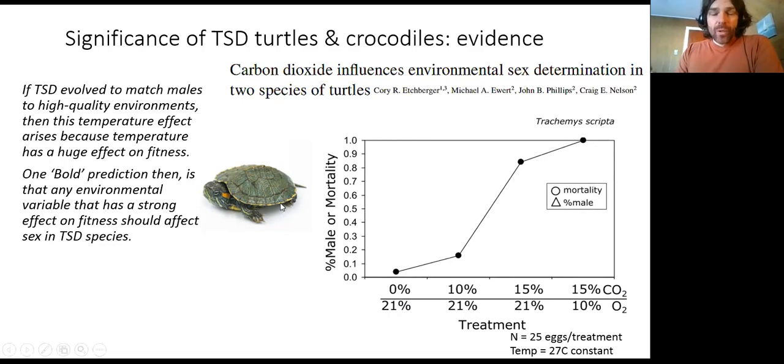So here we have mortality of embryonic Trachemys scripta, your pet store turtle, increasing as you increase carbon dioxide. It goes from 0% mortality at normoxic conditions. And by the way, carbon dioxide in the atmosphere is about 0.04% normally. It goes from 0% mortality up to about 100% mortality once you start manipulating carbon dioxide and oxygen at the same time. But even when you don't manipulate oxygen, you still have 15% mortality.